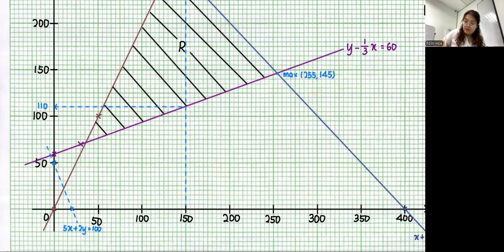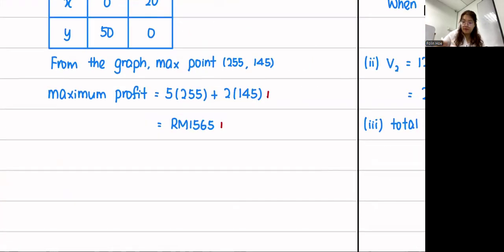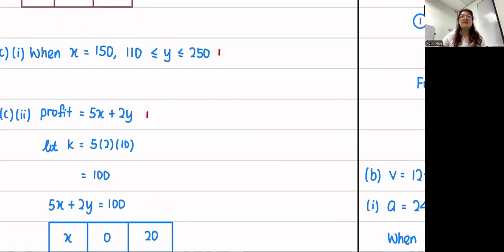Okay, so this will be the maximum point, and calculate the maximum profit by substituting the values of x and y. I get the answer. For this question, because it's a straight line, there is no range accepted. We want the exact value. Yeah, that's all for this question. See you in the next question.